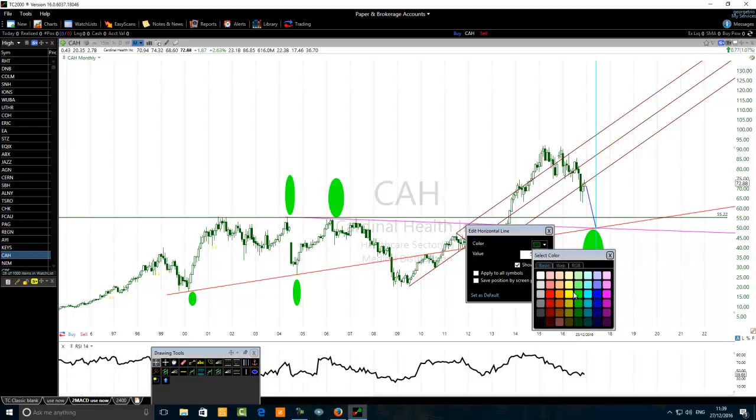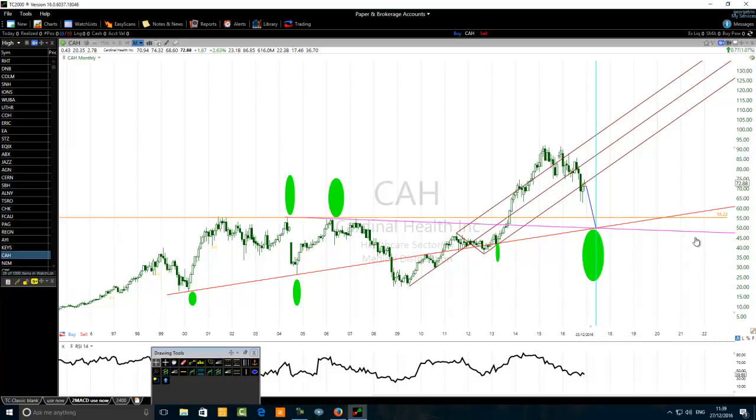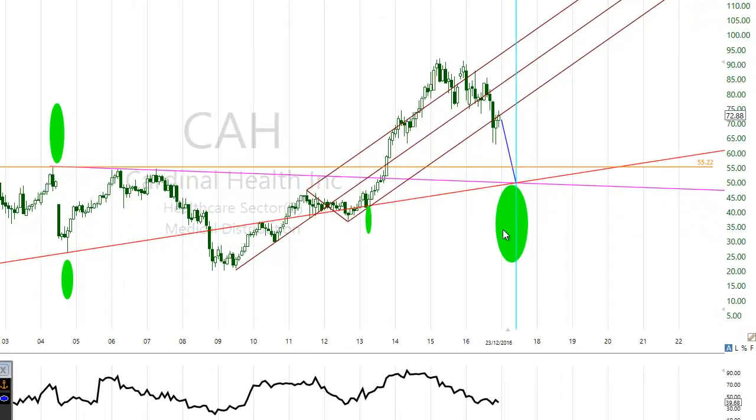So I'm going to draw on my chart another line, and I'll color it orange. Here we have again another intersection point. You see, connect this point and this point here, on the monthly chart of Cardinal Health Incorporation. So now we have again another intersection point right here, between the orange and the red line.